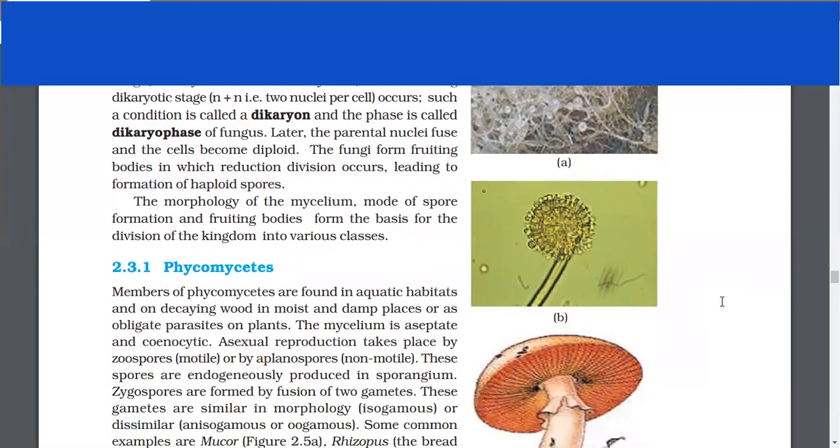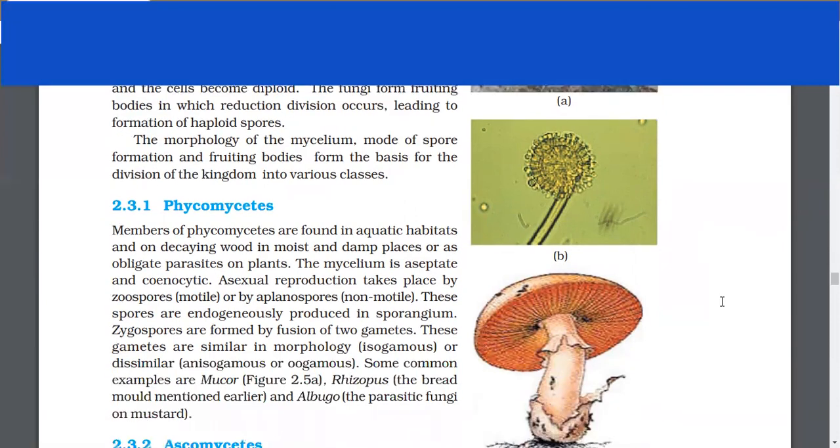The fungi form fruiting bodies in which reproductive division occurs, leading to formation of haploid spores. The morphology of the mycelium, mode of spore formation, and fruiting bodies form the basis for the division of the kingdom into various classes. Phycomycetes.